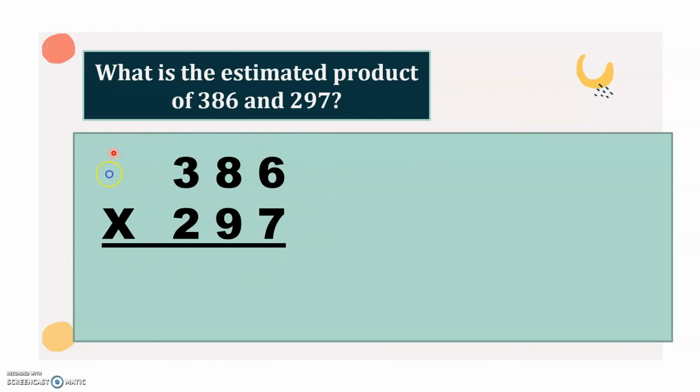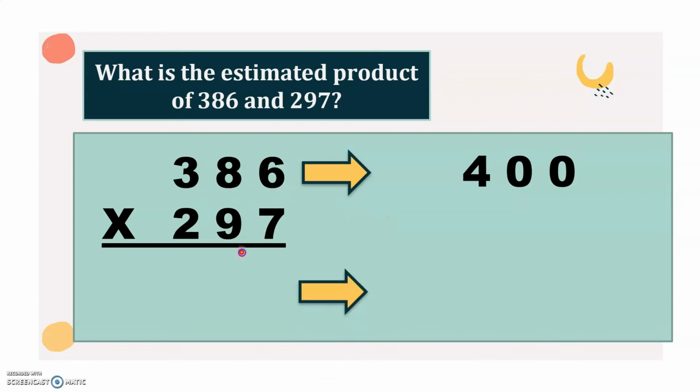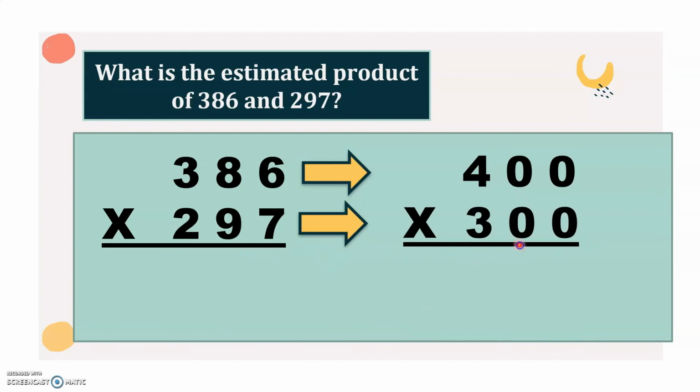Okay? So, for the last example, what is the estimated product of 386 and 297? Again, we'll round them off to the highest place value. 386 rounded off to the highest place value is 400. And 297 rounded off to the highest place value is 300. Then, after we round off the factors, we'll multiply the non-zero digits, which are 4 and 3. 4 times 3 is equal to 12. Then let's count all the zeros. 1, 2, 3, 4. So we'll add 4 zeros. Therefore, our answer is about 120,000. Okay? So that's all for today.